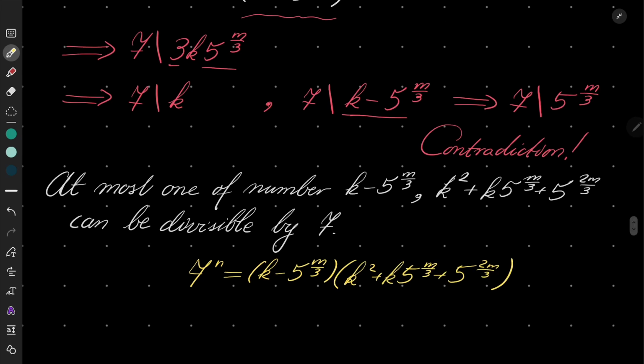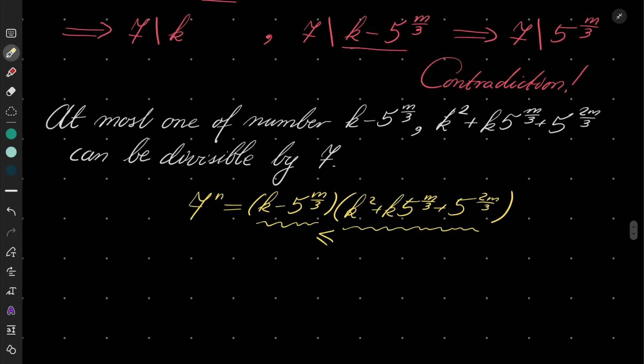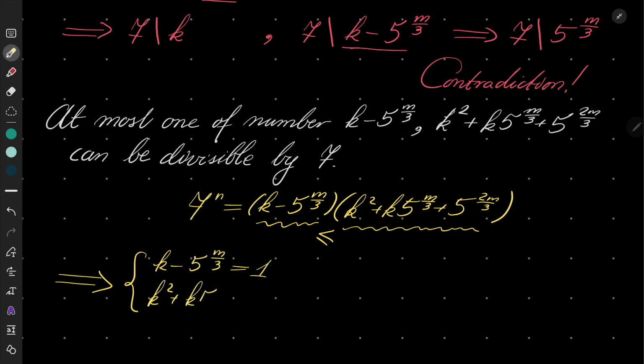And moreover, it should be pretty obvious that this term is less than or equal to this term. So if at most one term can be divisible by 7, and the first is less than the second, that implies, and it's crucial, it's the step that reduces our problem a great deal, that the first parenthesis must be 1, and the second parenthesis must be 7 to the power of n. That's the only possibility for this to be true.